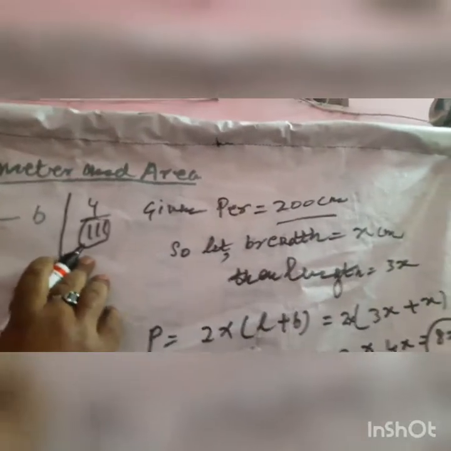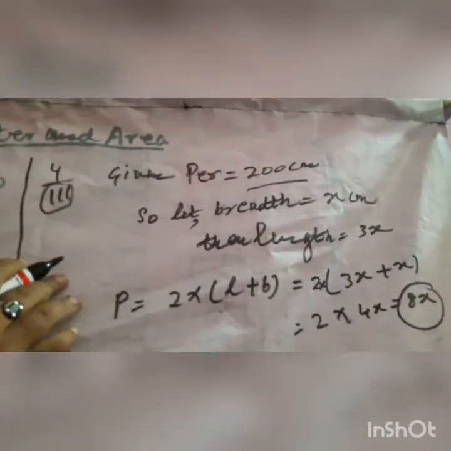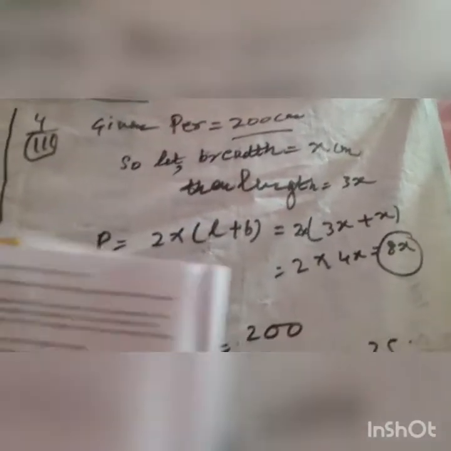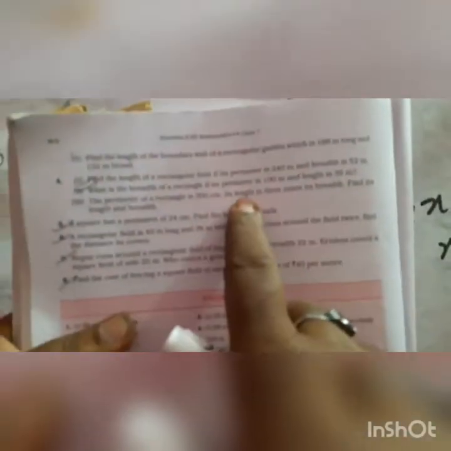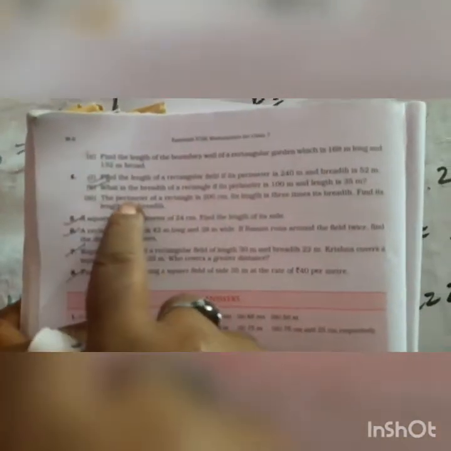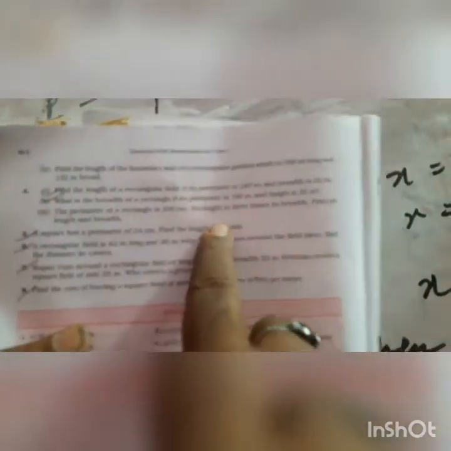Come to the fourth का third. In this question, the perimeter of a rectangle is 20 centimeter and its length is 3 times its breadth. Find its length and breadth. In this question, you know the perimeter and relation between the length and breadth. Its length is 3 times its breadth. Come to the question solution.